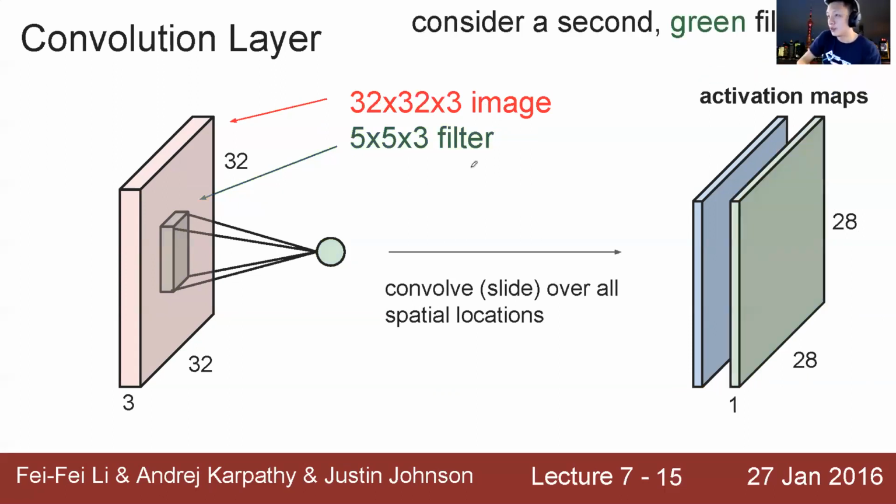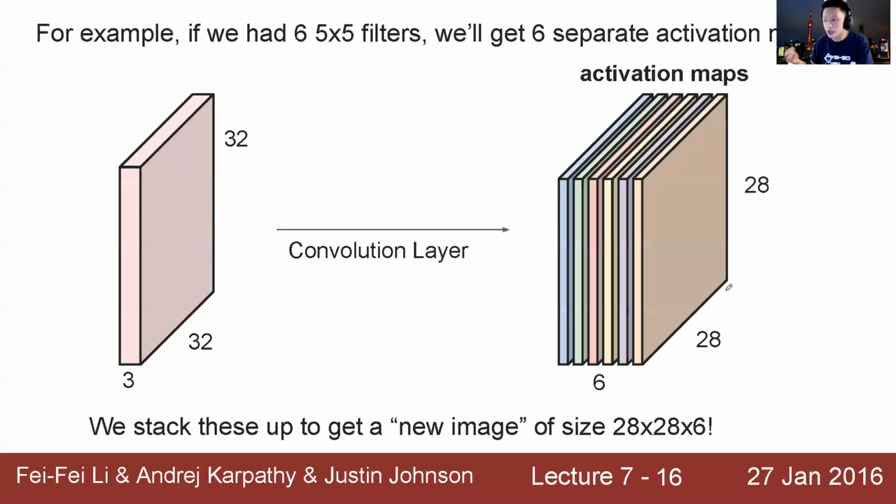So then you can consider adding a second green filter. Then this would give you another sheet of 28 by 28 activation maps. And in fact, you can just keep doing this again and again. They've chosen to do this 6 times. It doesn't really matter what you choose. You can choose to do it 20 times, 60 times. Just depends on what works for you. Then you can get out a block of 28 by 28 by 6.